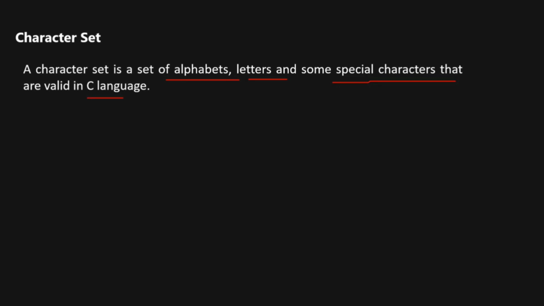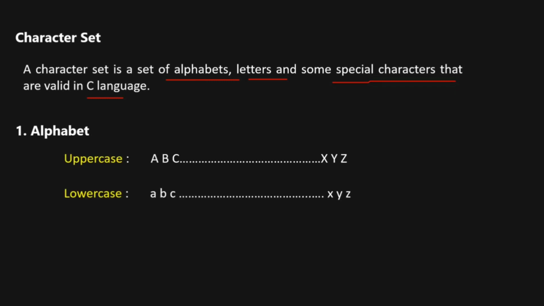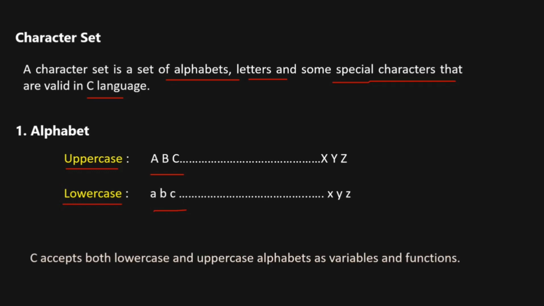First of all, alphabet. Here you can use uppercase A, B, C to X, Y, Z and for lowercase as well. C programming is case sensitive, so if you write the same word in uppercase and lowercase, then that will be two words in C programming. You have to focus on this as well. C accepts both lowercase and uppercase alphabets as a variable and functions that we will be discussing in our upcoming videos. Now let us discuss digits, that is obviously 0 to 9.